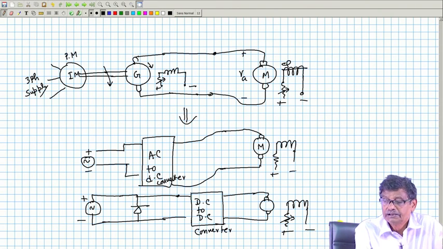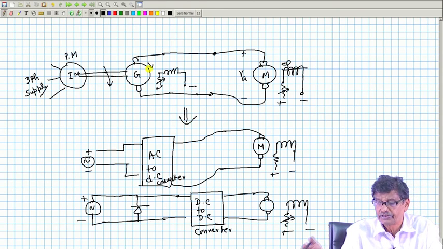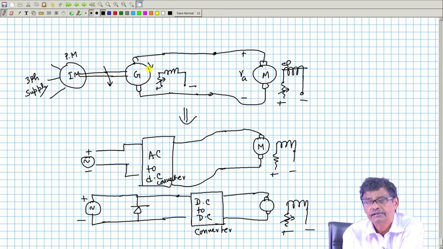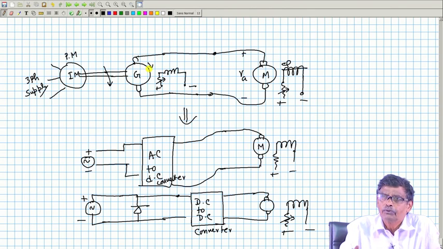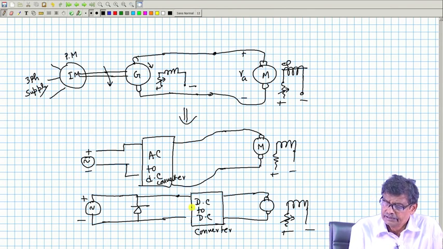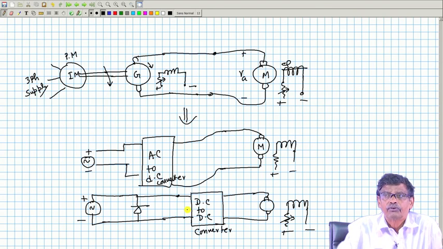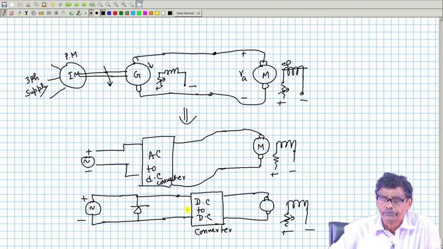That is all. It does not require bulky machines that occupy space and cost. A small converter will do. That is why DC motors are still in use. And this is how the armature voltage control method can be used.